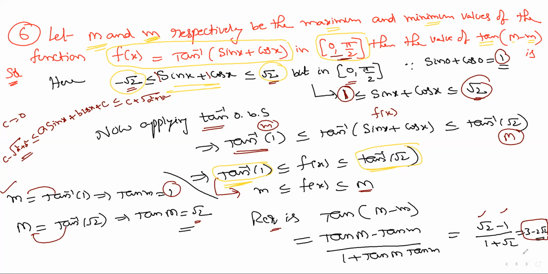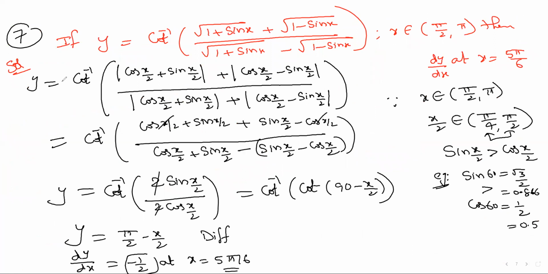Okay, now I am going to explain question number 7. In the statement, y value is given. X belongs to minus pi by 2 to plus pi by 2. Then find out dy by dx at x is equal to pi by 6. So root of 1 plus sin x; we have one formula. In 1 plus sin x, write 1 as cos square x by 2 plus sin square x by 2. The sin x formula is 2 sin x by 2 cos x by 2.